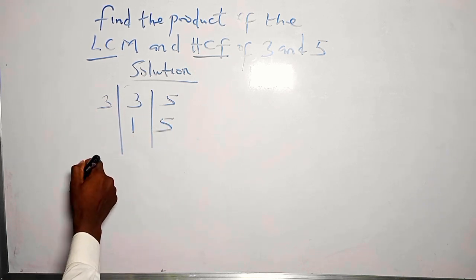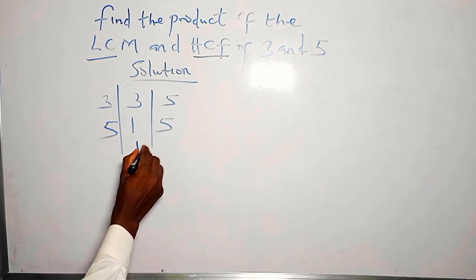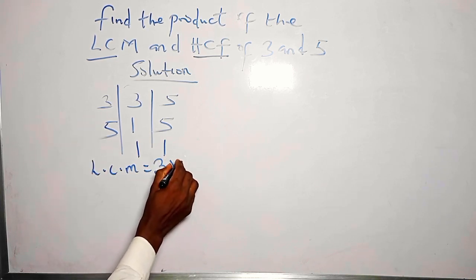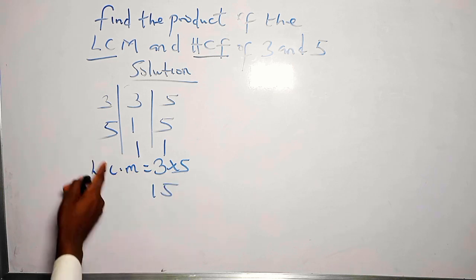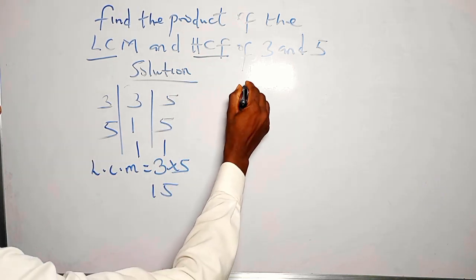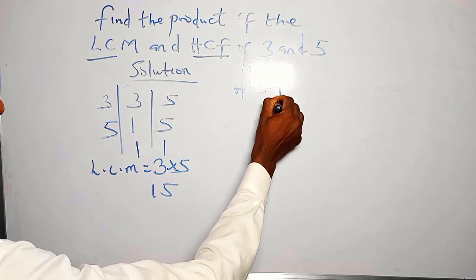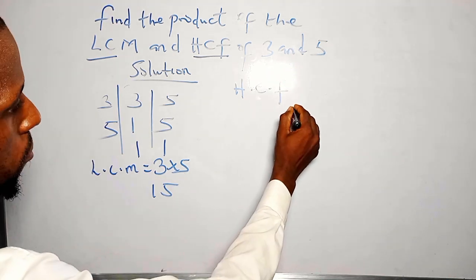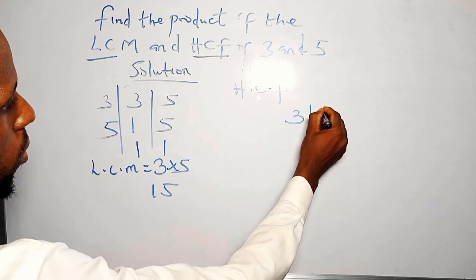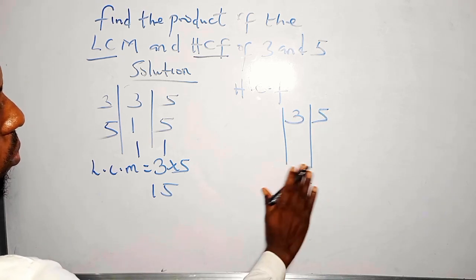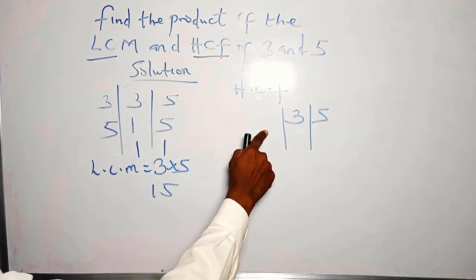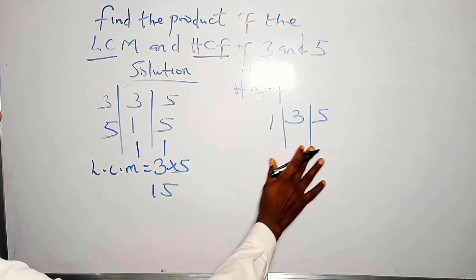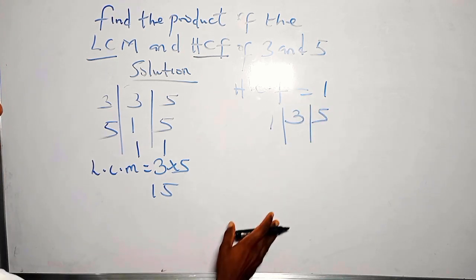We repeat the 5 back. So we can use 5. So we have 1 and 1. So the LCM equals 3 times 5, that gives us 15. Okay, and for the HCF, which means the highest common factor, how do we do it for 3 and 5? So we have 3, we have 5. The only common factor that can go into 3 and 5 is just 1. So we say the HCF equals 1.